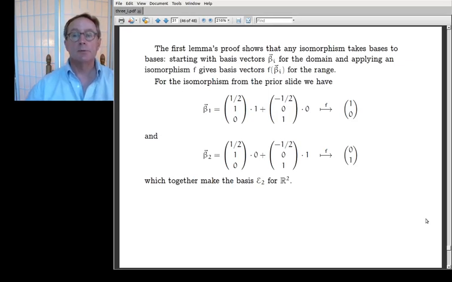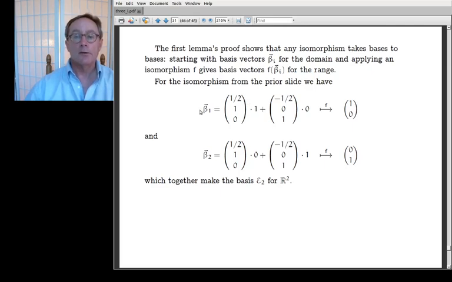The first lemma's proof shows that any isomorphism takes basis to basis. If you have a basis in the domain, then the image of that basis is a basis in W, in the codomain, in the range. So who's the basis here for the domain? 1/2, 1, 0 and minus 1/2, 0, 1. Who's the basis for the codomain, for the range here?